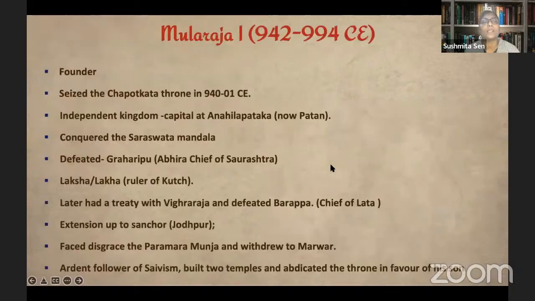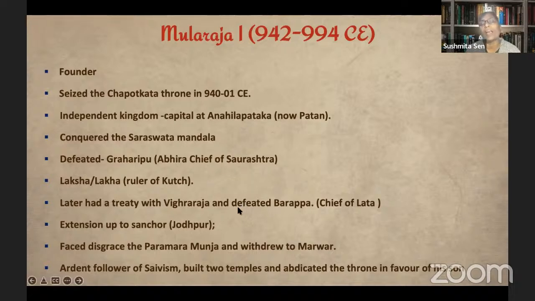So Mula Raja I, he's the founder. As I told you, he seized the throne from the Chapotakas, from his maternal uncle, and carved out an independent kingdom with a capital at Anhil Pataka. Now, in modern times, it is called Patan. And he conquered most of the chiefs, like the Abhiras of Saurashtra, the Lakha of Kutch, the Barappa of South Gujarat, that is Lata. And later he had a treaty with Vigra Raja, that is the Chahmanas of Sakambari. And then he got his extension by defeating these smaller chieftains till Jodhpur.